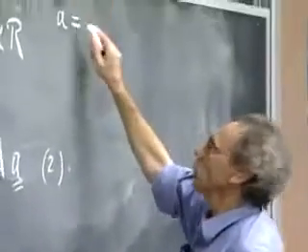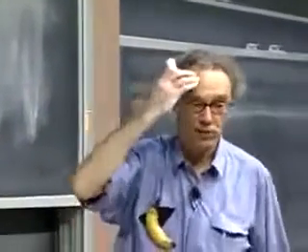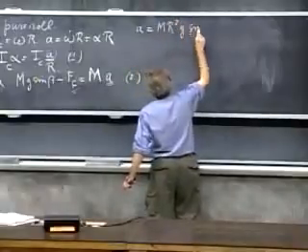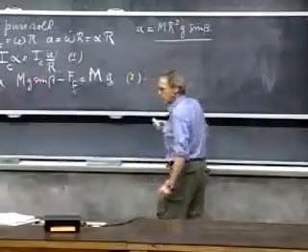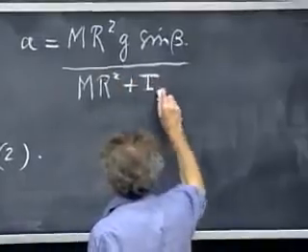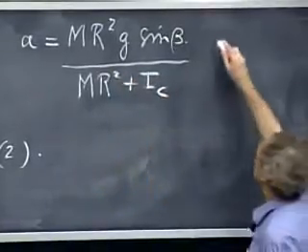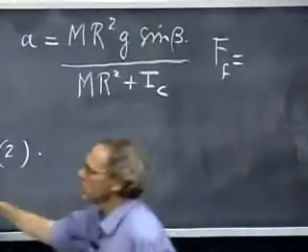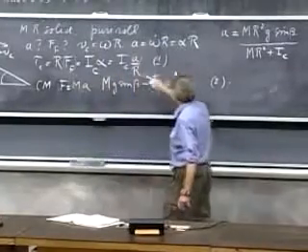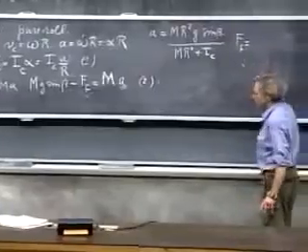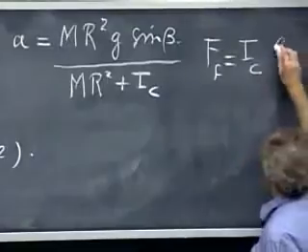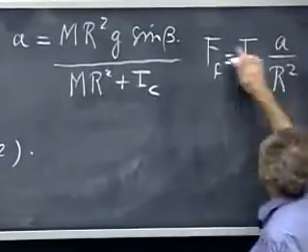A, the acceleration, under the conditions of pure roll, but only under the conditions of pure roll, equals mr squared times g times the sine of beta divided by mr squared plus the moment of inertia about that point C. And the frictional force, you can see from this equation, is the moment of inertia times A divided by R squared. I will leave A as it is because it becomes too complicated otherwise. So the frictional force becomes the moment of inertia about C times A divided by R squared. So this A has to be substituted in here.